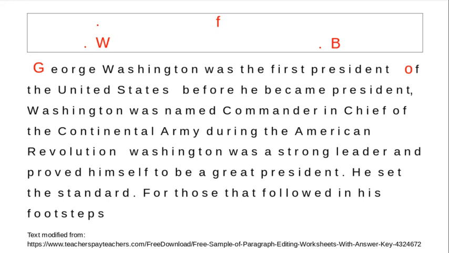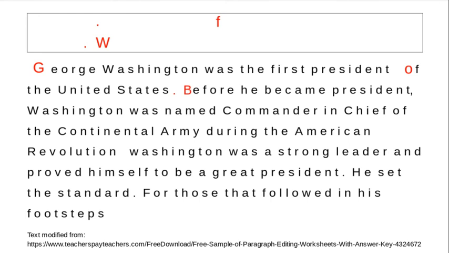Before he became president, Washington was named. That seems a bit much already. I think if I put a period after states and United States and then capitalize the B in before, that would sound better. It would separate my ideas. So I'll take the period and the B from the top and put it there in the paragraph.